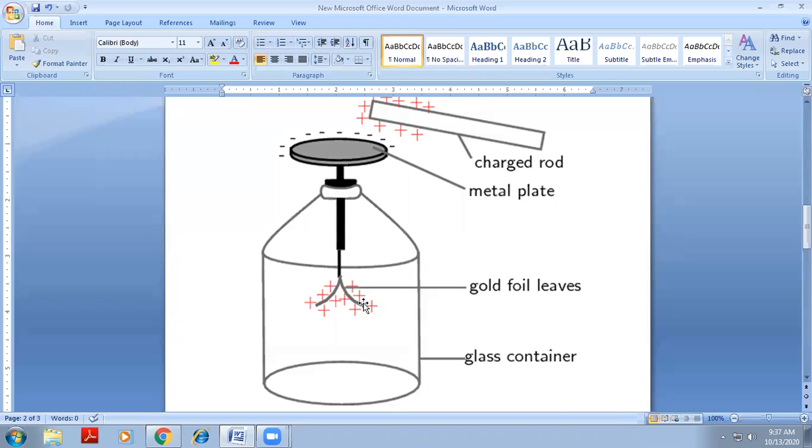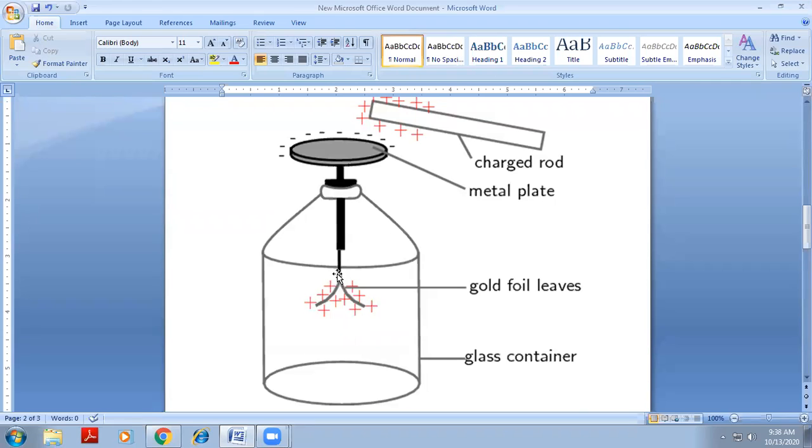When this positive charge enters, the same positive charges enter both leaves. Then what happens? You know that like charges repel. Both are positive charges, so they repel each other. And this is a glass cup. By seeing that, you can understand very easily. It is very clear to you.